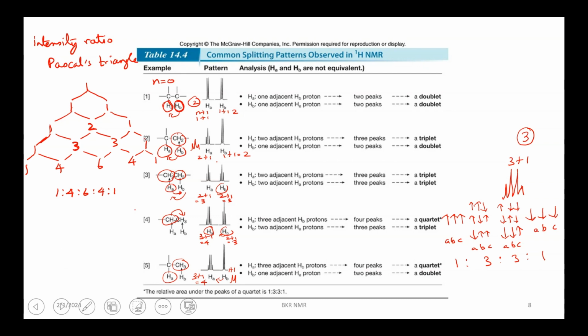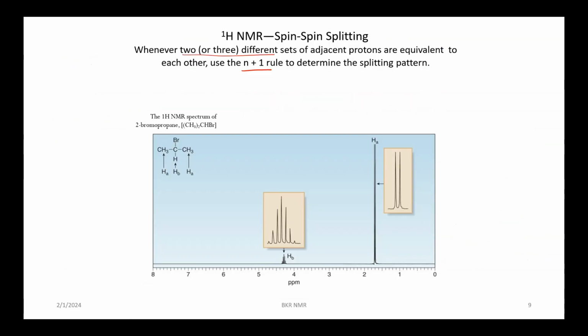Whenever two or three different sets of adjacent protons are equivalent, I'll use the n plus 1 rule and add all the neighboring protons. So I have 6 neighboring protons for the CH. I have two types of signal here, A signal for CH and B signal for the CH3. So I have 6 B protons and one A proton. The A proton sees 6 B protons, so it will be split into 6 plus 1, 7, which is a septet.